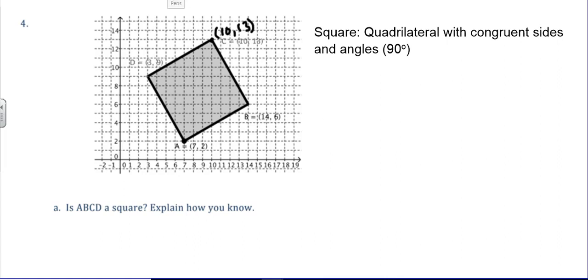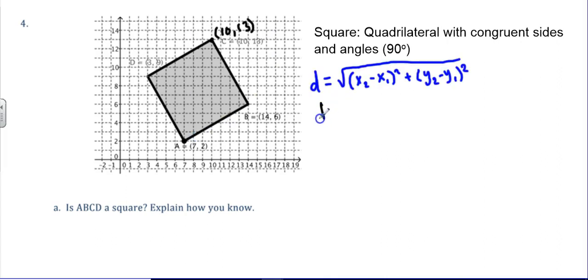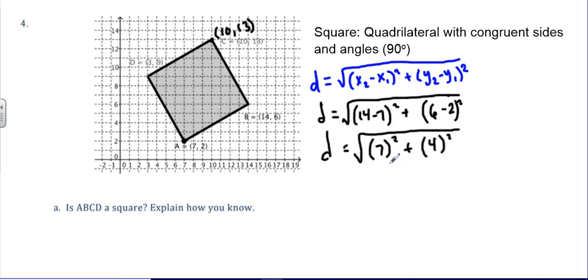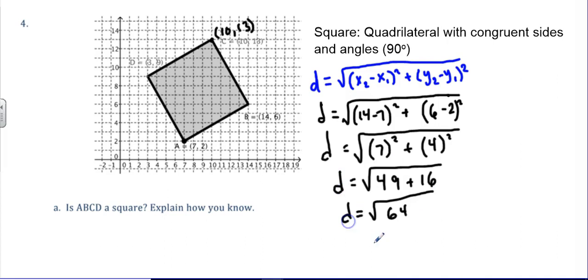I'm going to use the distance formula to find the length of segment AB. With the distance formula, all I need to do is substitute in the values for x sub 1, y sub 1, and x sub 2, y sub 2. Now I simplify what's in the parentheses, then square what's inside each parenthesis, add my 2 values, and then take the square root. This means that the length of AB is 8 units.